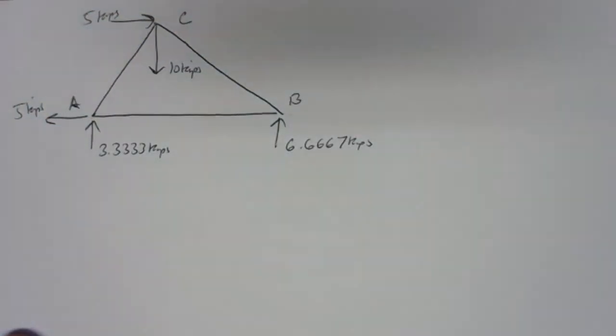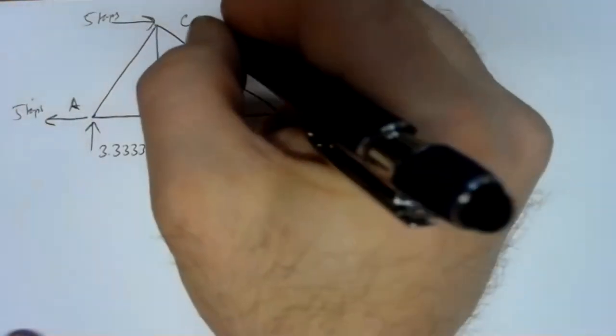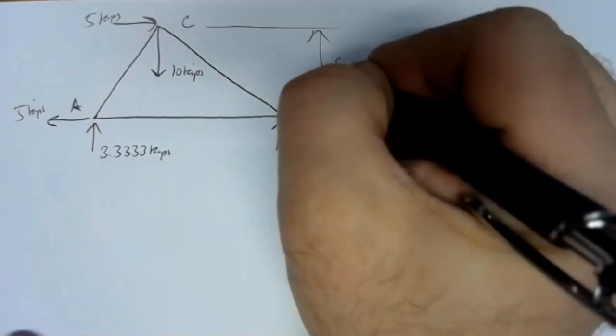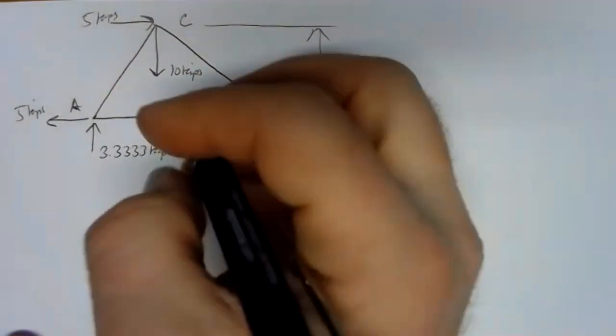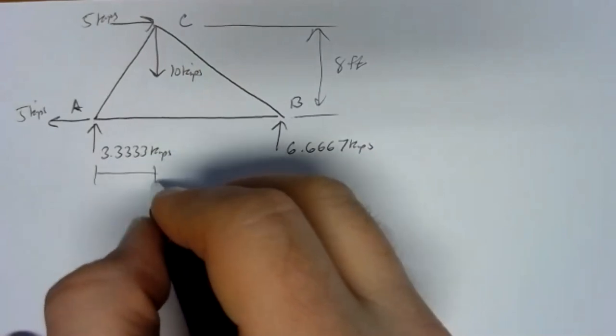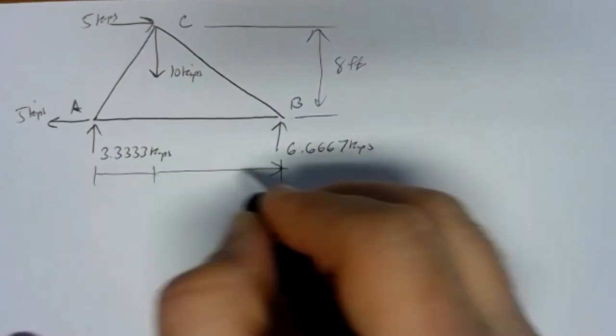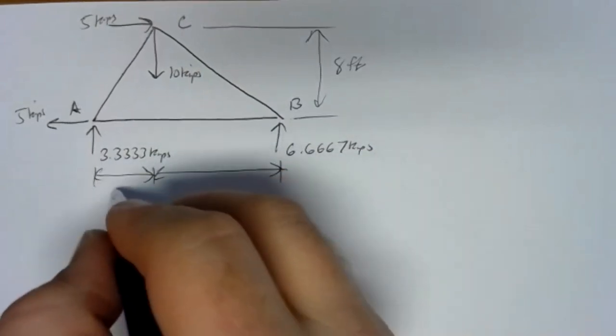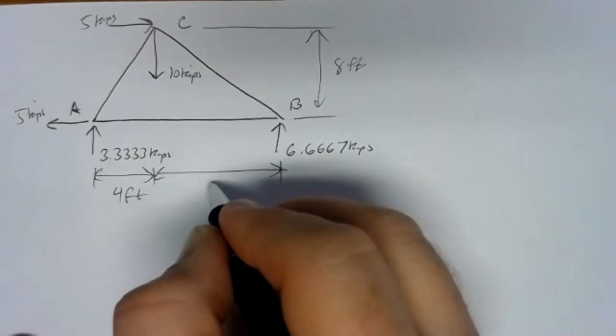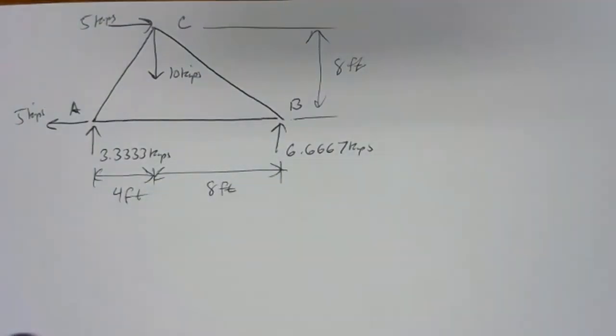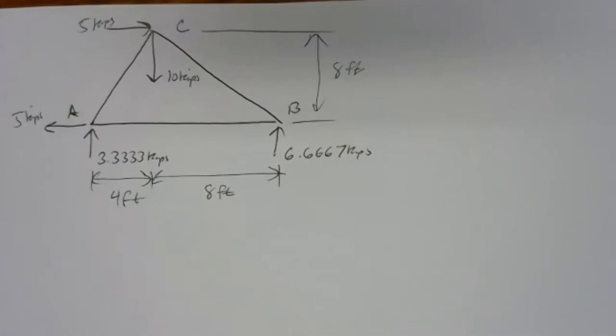Our 10 kips down. We had our geometry of 8 feet, and just quickly sketched in here 4 feet and 8 feet. So there is what we've got after we've done the external problem. We've got our reactions. Our next step is to isolate one of the joints.